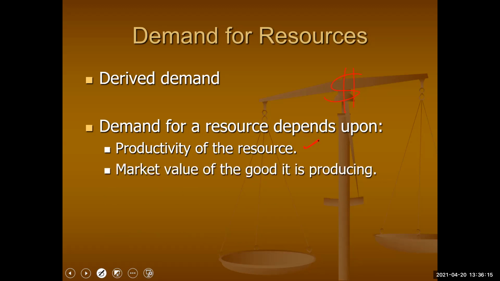And then the other item is the market value of the good it's producing. It does no good to be super productive if nobody wants it. If you can't sell the good, you could be super great at making something, but if nobody wants to buy it, you're gonna starve. And so you do need both of those items.